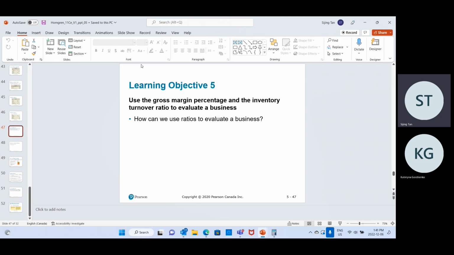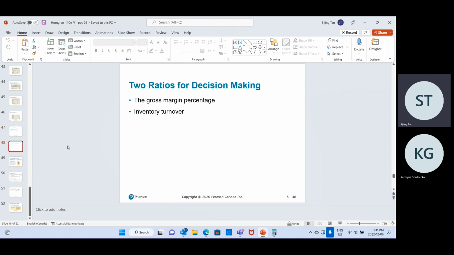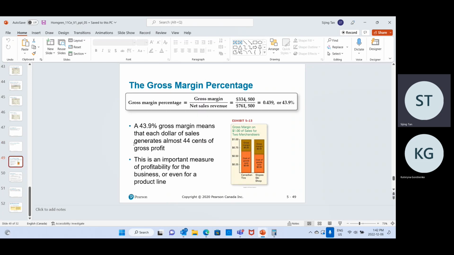Then how can we use ratios to evaluate a business? That is the one which I just talked about. One of the major things is the gross margin percentage. How are we going to do the calculation, and what is it used for to analyze the business? The gross margin percentage ratio expresses the relationship of an entity's gross margin to its sales. The gross margin percentage is very important to a retail business.